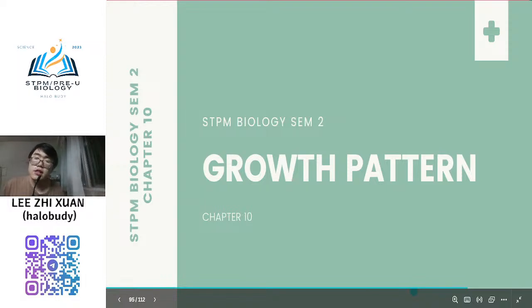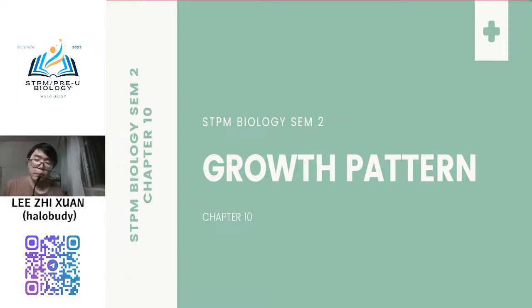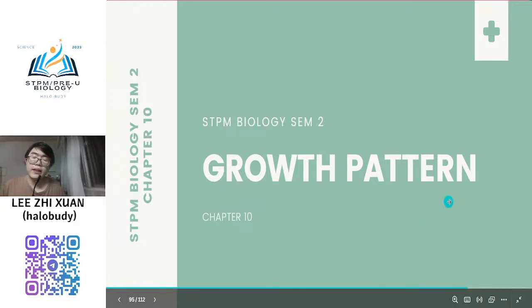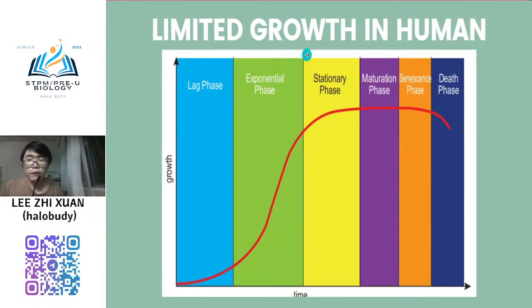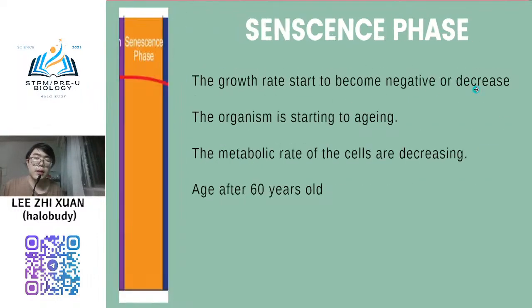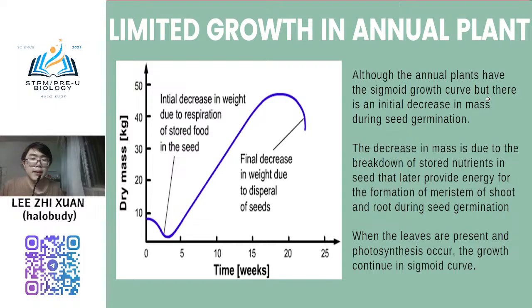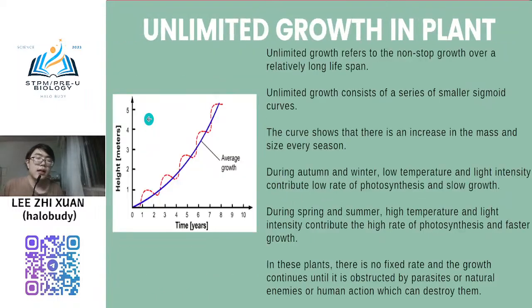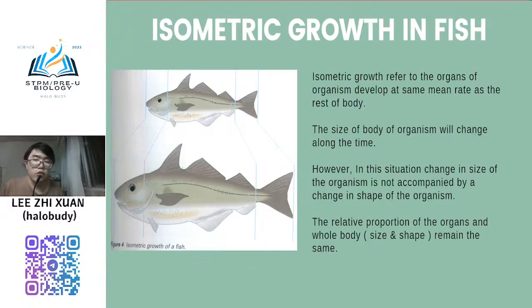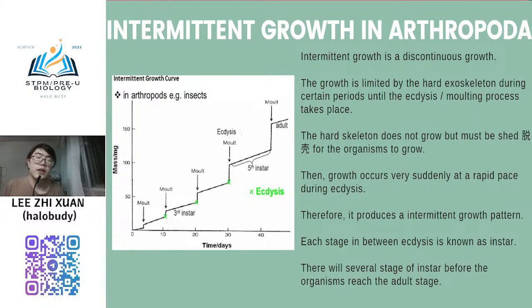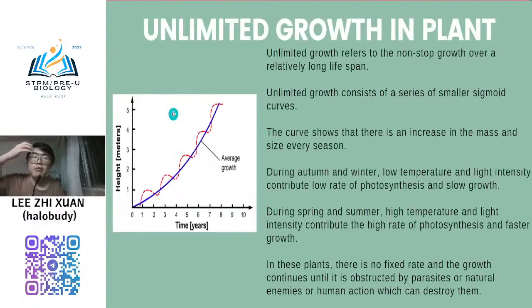Okay, so this one is very important, and you need to differentiate between the growth curves. In growth patterns, there are many, including limited growth in human, unlimited growth in annual plant, unlimited growth in plant, and then allometric growth in human, and also isometric growth in fish, and also intermittent growth in arthropoda. So there are many growth patterns you need to learn. So we learn one by one.